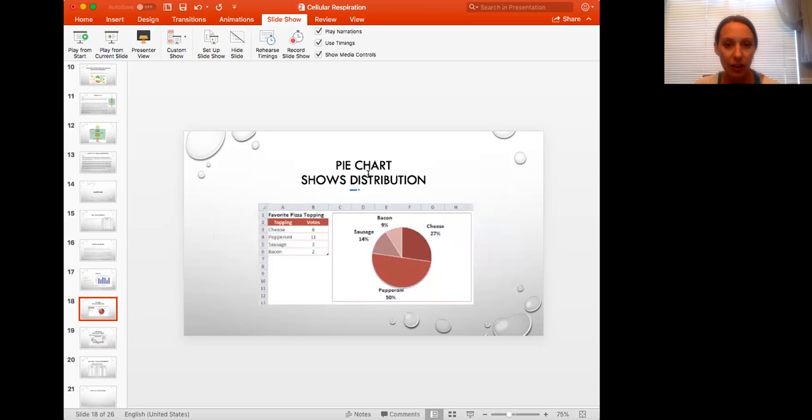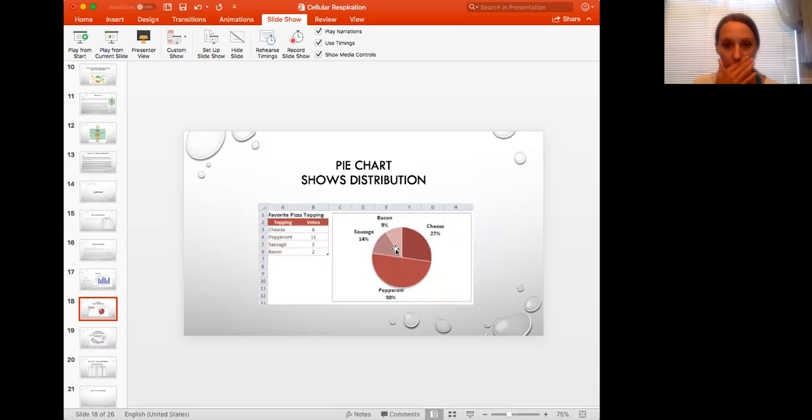A pie chart shows distribution. You might wonder why it's called a pie chart. We have a big circle here, and we've all seen what a pie looks like. Now think about cutting that pie into slices. So we use this to show a distribution. In this case, we're looking at favorite pizza topping, and you can see 50% gives us a visual of how much that is compared to the other ones.